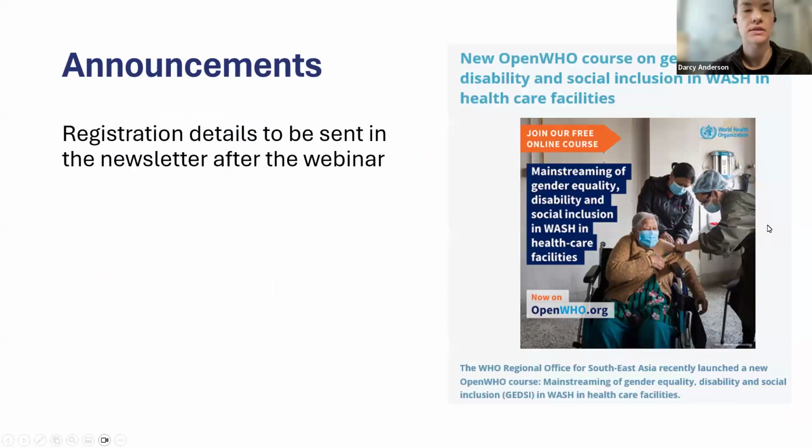So a few announcements. These got sent out in our most recent newsletter, but in case you missed that, there's a new open WHO course on gender equality, disability, and social inclusion for Washington Healthcare Facilities. We'll send out registration information for this again during our newsletter this month. But that course is freely available, and we encourage you to join online if that topic is of interest to you.